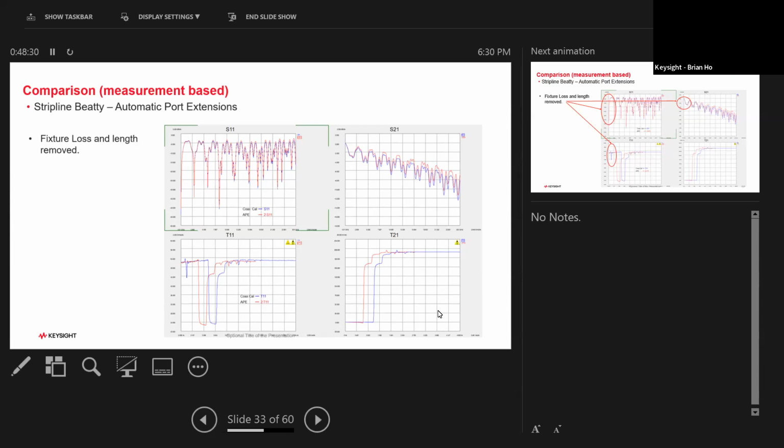And here you can see also the return loss. The red is the automatic fixture removal, the automatic port extension. The blue is without it. And you can see that you have a higher value because there's more insertion loss with the blue with the fixture involved. So that's an example of what you can look at to say, okay, it makes sense.